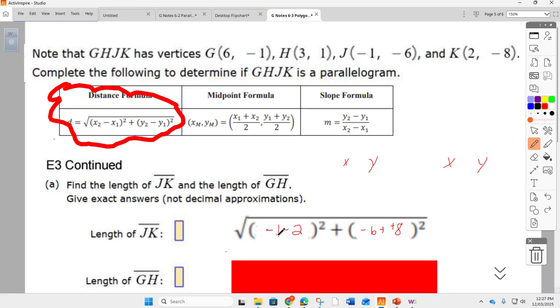Negative 1 minus 2 is negative 3, and that's going to be squared. Plus negative 6 plus 8, that's going to be 2 squared. Be careful. You do need to put the parentheses around that to square it, because it's a negative. You don't need any parentheses when it's a positive. So this is equal to the square root of 9 plus 4. Does that make sense to everyone? And we just add that 9 plus 4 and leave it under the square root. So we know the length of JK is the square root of 13.